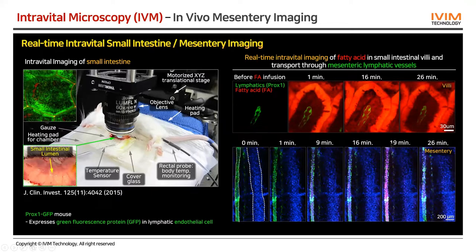So as you can see, at 90 minutes after the application of the periaxially on the luminal side, you can see this clear peak transport of this periaxially from the villi through the mesentery lymphatic vessel. So this is another good example to show we can track the flow and absorption and transport of biological molecules inside the live animal model over time.